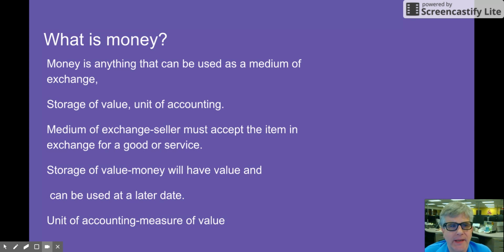What is money? Money is anything that can be used as a medium of exchange, store of value, unit of counting. So this is the definition of money. Medium of exchange is where a seller must accept the item in exchange for a good or service. Storage of value means the money will have value and can be used at a later date, so you can use it next month, the next year. And then unit of accounting is a measure of value. It's kind of like the dollar or the yen.